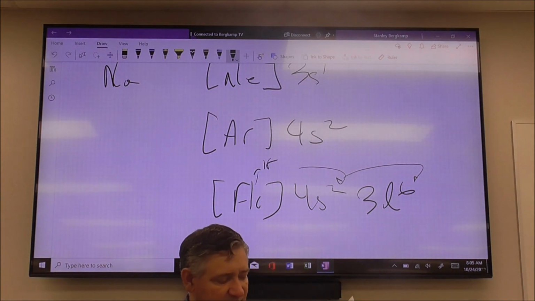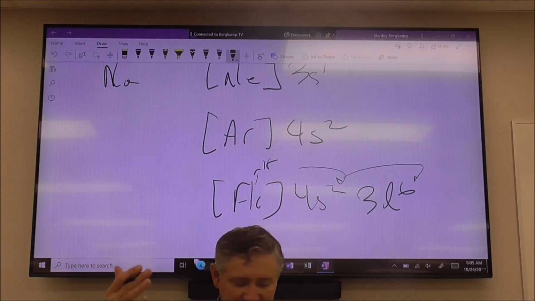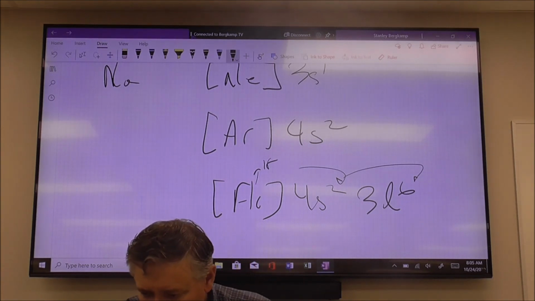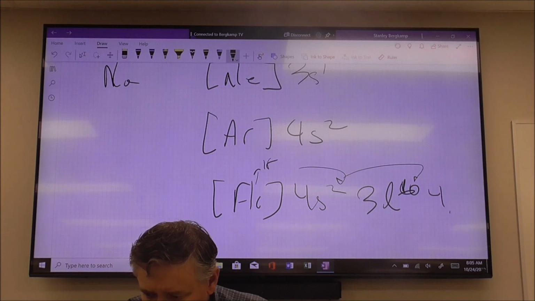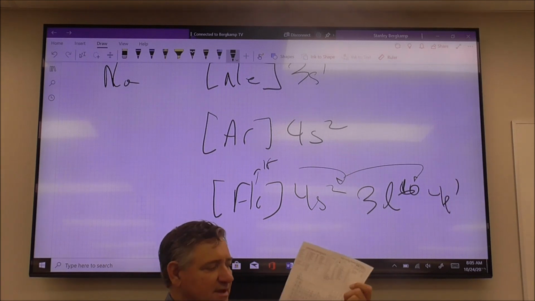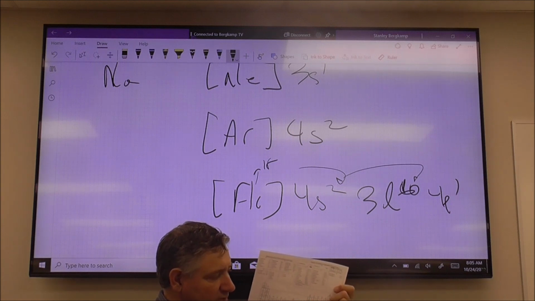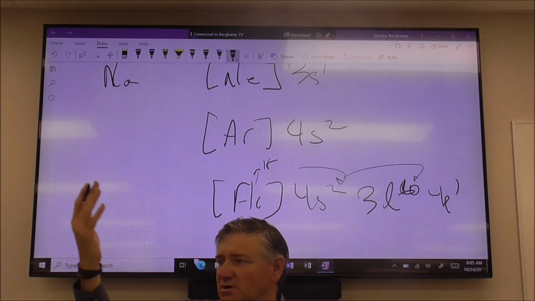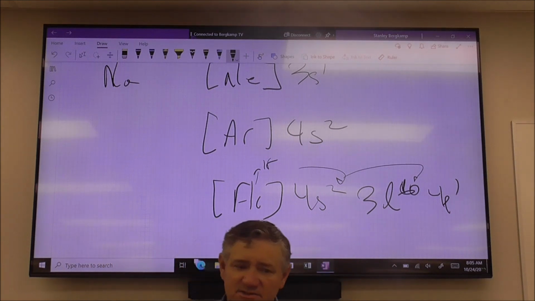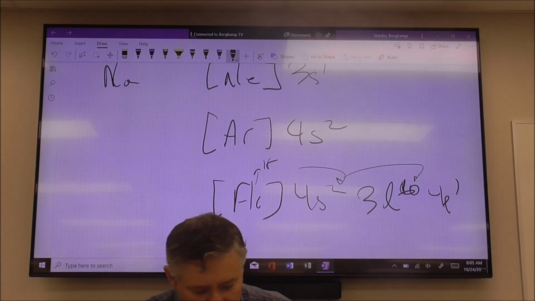And then if you go across, let's say you've got gallium. Oh, okay, you've got 3d10, 4p1. So then you can come over here and go, oh, 4p1, 2, 3, 4, 5, 6. So it's all about the noble gases. That's just a shortcut way of doing that.